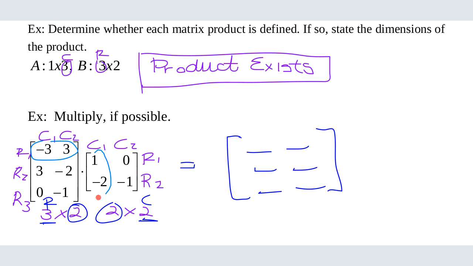So row 1 times column 1, negative 3, negative 6. I like distributing row 1 by column 1. Negative 3 and negative 6 makes negative 9. Then row 1, column 2. That would be this element right here. So 0, 0, minus 3, negative 3.